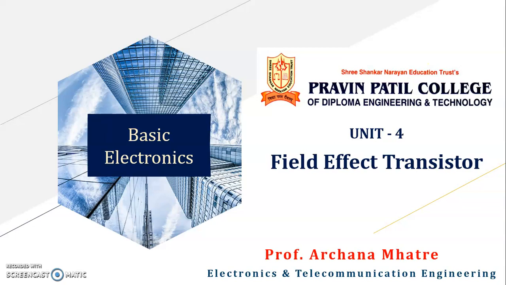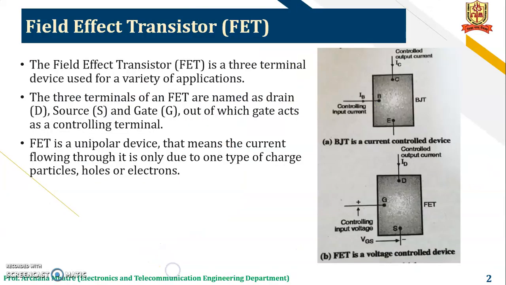In this video, we are going to start with the fourth unit of Basic Electronics, that is Field Effect Transistor, FET. First, Field Effect Transistor is a three-terminal device used for a variety of applications. The three terminals of an FET are named drain, source and gate, out of which the gate will act as a controlling terminal. FET is a unipolar device, that means the current flowing through it is due to only one type of charged particles, either holes or electrons.